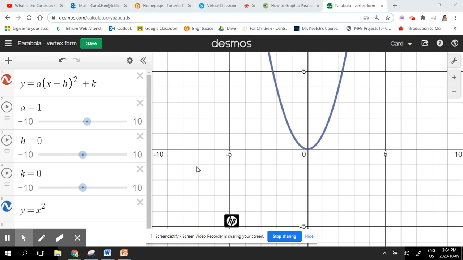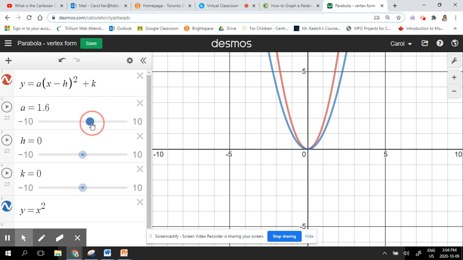In our investigation, we looked at the parabola in vertex form. We looked at the role of A, H, and K. So let's just summarize some of that. A is the term that's multiplied to the x squared. So when A becomes a larger number, the parabola becomes more stretched.